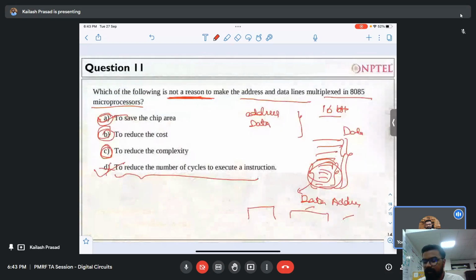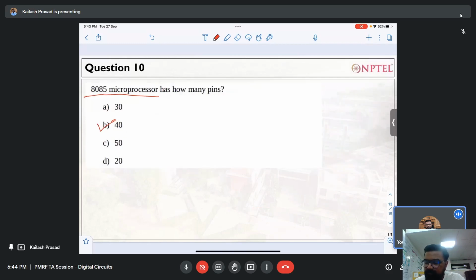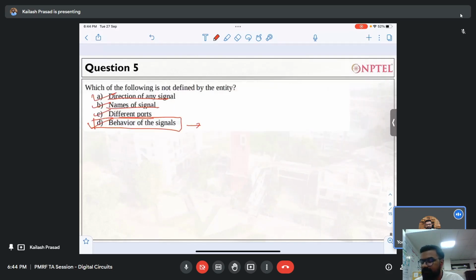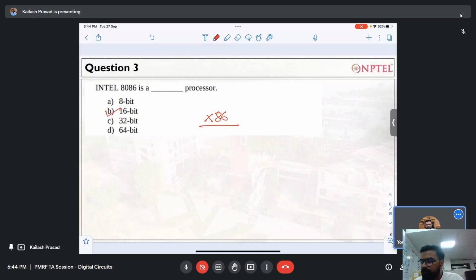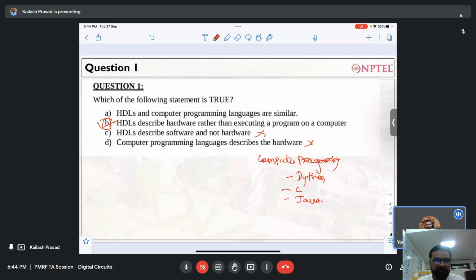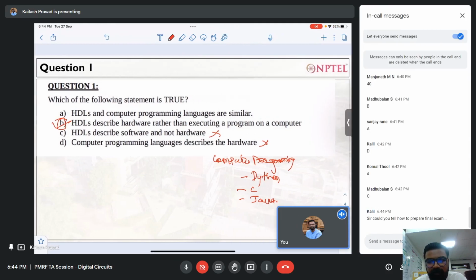Okay, so we had only 11 questions. It was a very short session because we were discussing microprocessors and microcontrollers, and we have discussed something about what we call hardware description language, right? These are very basic questions. In the next tutorial, we will try to cover how to prepare for the final exam.